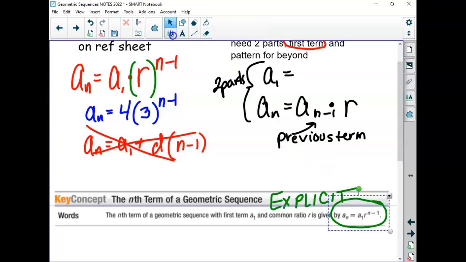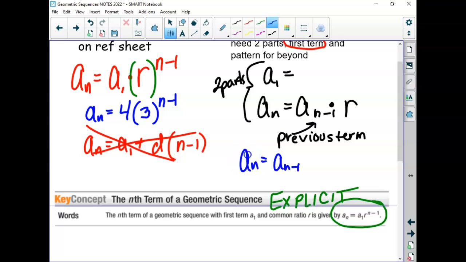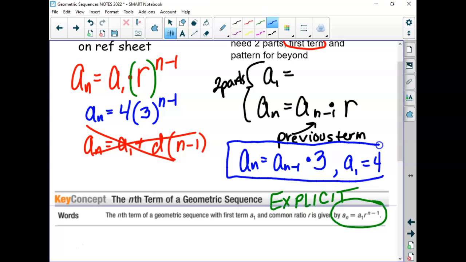All right, so the one we did in this form would have said a sub n equals the previous term times 3, where the first term was 4, okay? And you can put the a sub 1 first or at the end, but you have two parts to it. You have to tell me what the first term was and how to get to the next term. That is called recursive. And that formula is not on your sheet because I just need you to understand that if it's geometric, you're multiplying, okay?